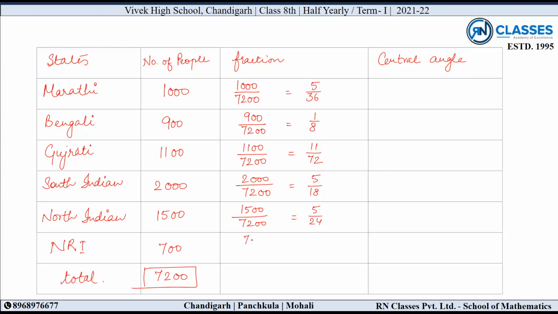And 700. Fractions लिख रहा हूं मैं फटाफट. इतनी तेजी आपसे काम से होना चाहिए भाई. इतना ही तेज. 7 by 72. Right? These are the fractions. Now we'll find out the central angles.